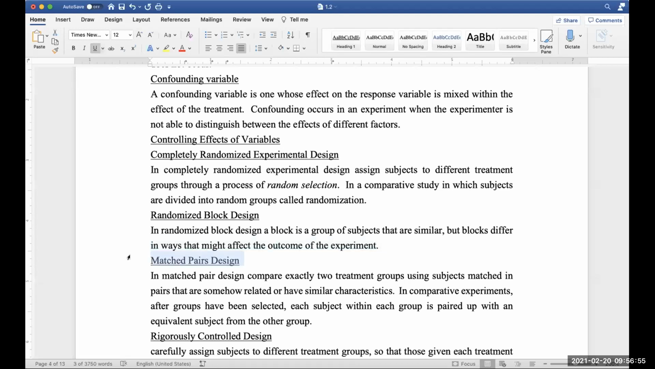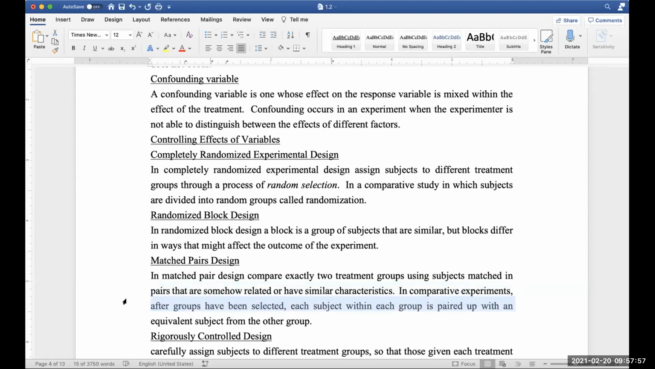So a matched pair design. In a matched pair design, you will compare two treatment groups using subjects matched in pairs, so that somehow they have similar characteristics. Usually in a matched pairs design, I always think of a situation where you have some diet that you're on, and you look at before the diet and after the diet. What you're comparing is the after, which is usually the same person. So I'm looking at me after I've been on the diet and comparing it to before I was on the diet. And so I'm comparing those two groups.